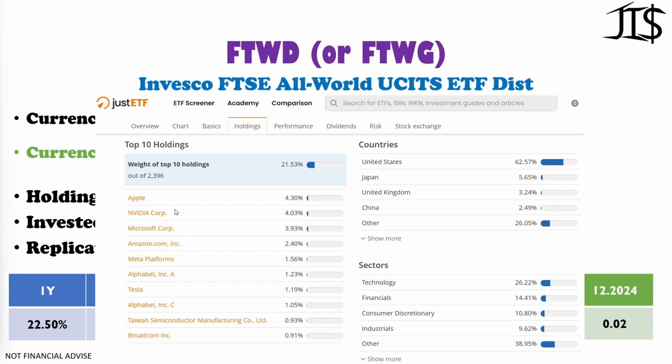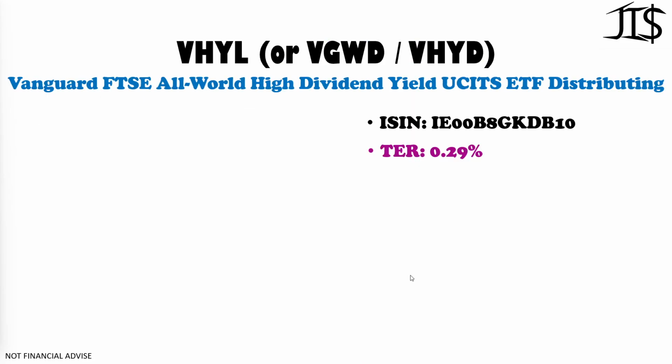June it's higher. And here once again, more or less the same distribution. So usual suspects making up around 22% of the ETF, United States making up 62% of the ETF, and technology making up 26% of the ETF. So then you have VHYL. If you like dividends like me, then the high dividend yield ETF from Vanguard is something for you.